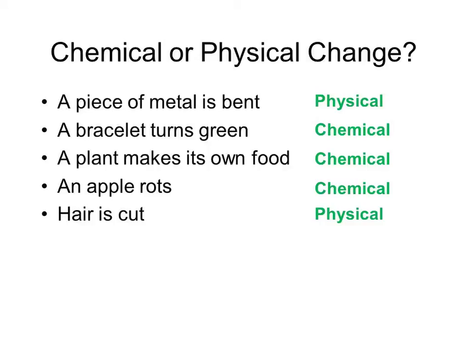demonstrates. So finally, just to give you a little bit of practice before we do that, you have to identify these chemical or physical changes here. So a piece of metal being bent, all you're doing is changing the shape of the metal, so that's an example of a physical change.